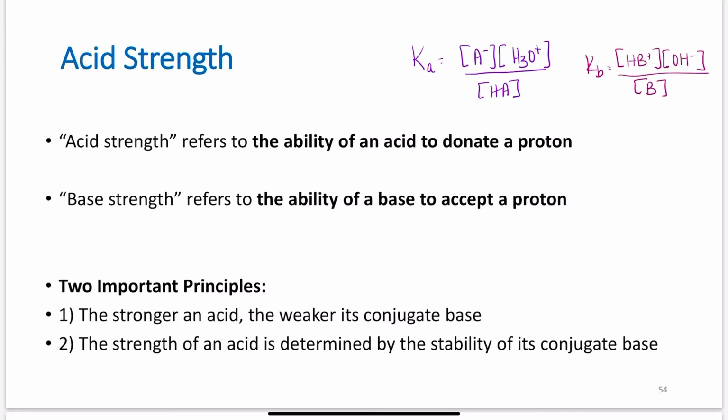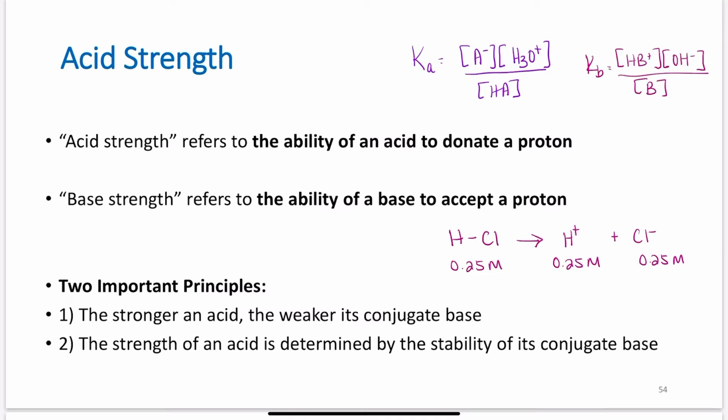First, the stronger an acid, the weaker its conjugate base. What do I mean by that? Well, let's use HCl. It's kind of my go-to acid because it's simple, but it's strong. HCl is a strong acid. We have memorized it as a strong acid. Why is it a strong acid? Well, we've told you it's because it dissociates 100% into H plus ions and Cl minus ions, which means if I had a 0.25 molar HCl solution, I actually have 0.25 molar H plus in solution and 0.25 molar Cl minus in solution. Great.